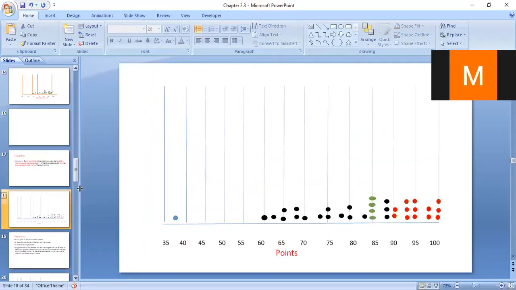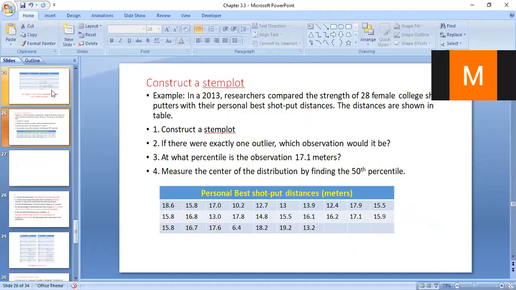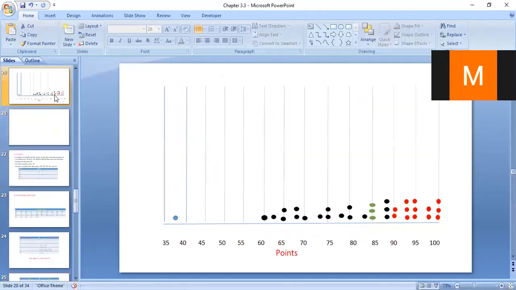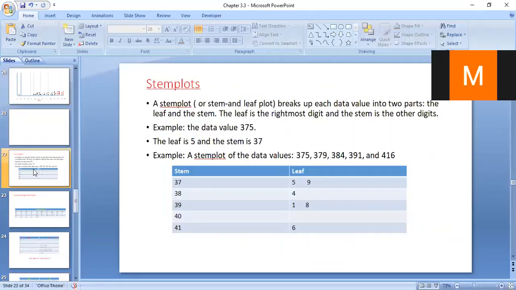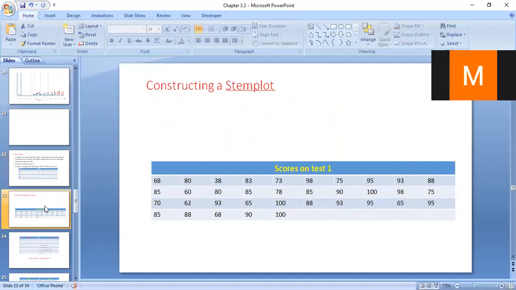Look on the table, you can find the percentile of that one. Now convert the stem. This is the step block. The leaf is the only one digit, and the other is in the stem. That is the step block.